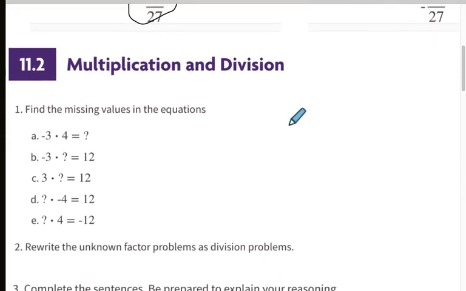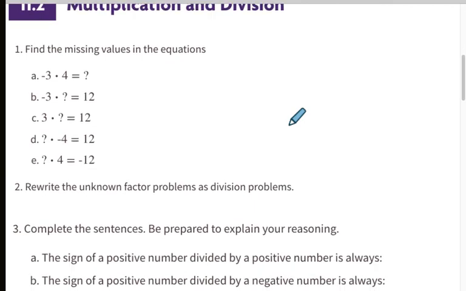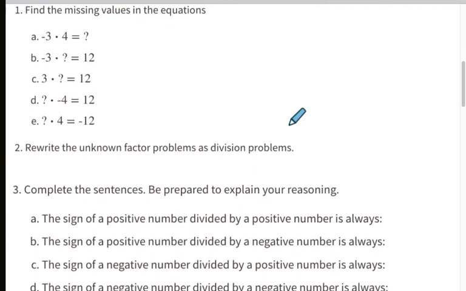Multiplication and division. Find the missing values in the equations. So see if you could solve and get these answers, and then check your work. Negative 3 times 4 is negative 12. Negative 3 times something is positive 12, so negative 3 times negative 4 is a positive. 3 times something is 12, that's a positive.